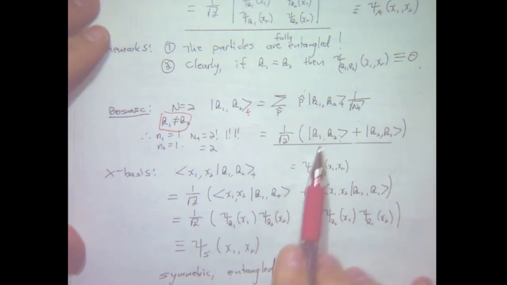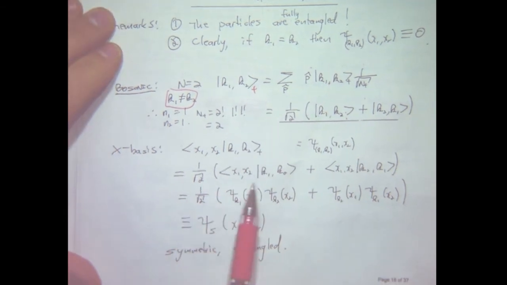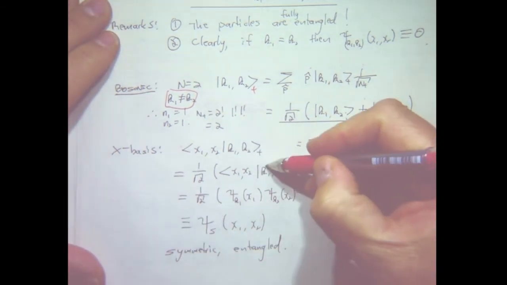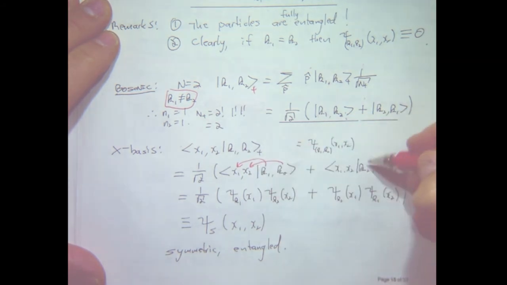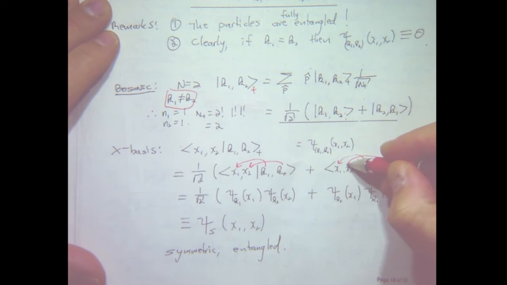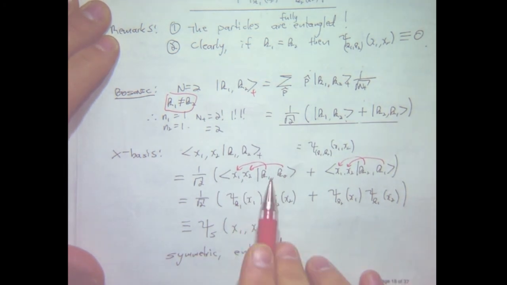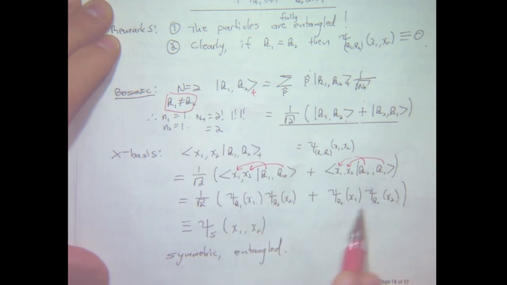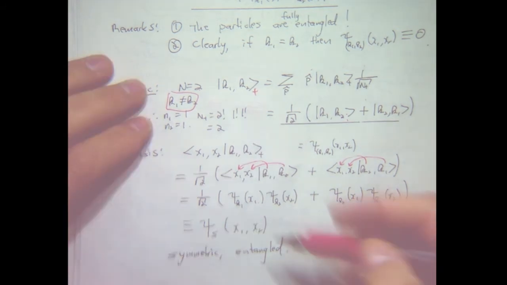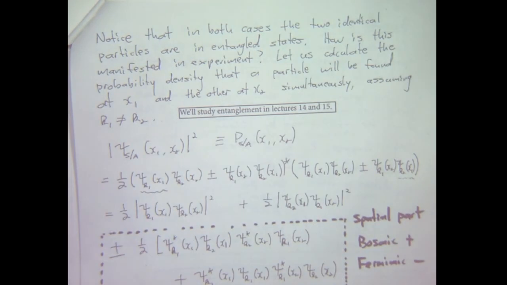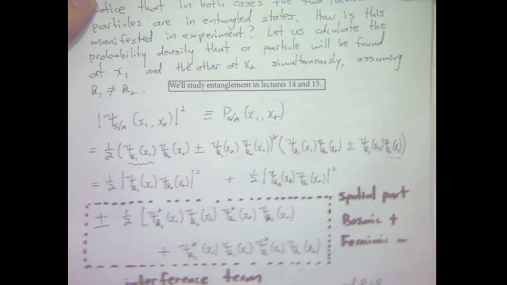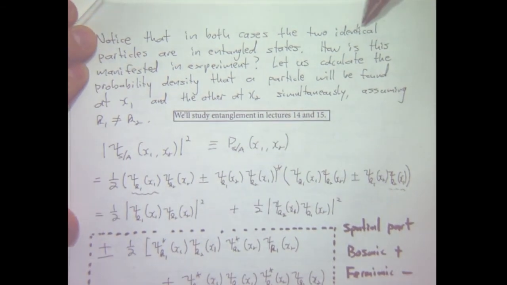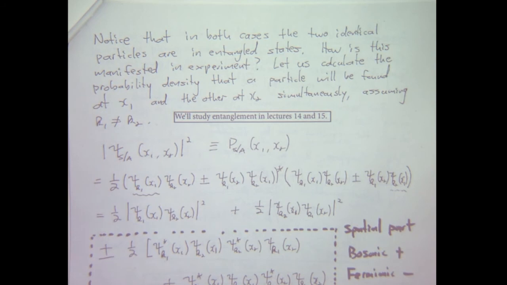In the x basis, projected to the x basis, you would get that goes with that, and that goes with that. So the position is important. That goes with that. That goes with that. So that's psi sub k1, x1, psi sub k2, x2, and the other permutation for that. And that's obviously symmetric and also entangled. So in both cases, the two identical particles are in entangled states. We'll appreciate a lot more about that in the next couple of lectures.